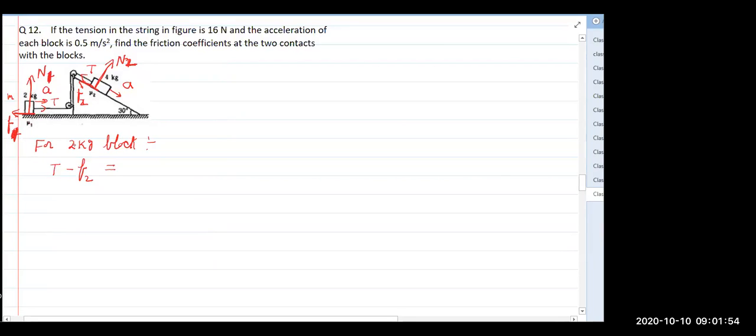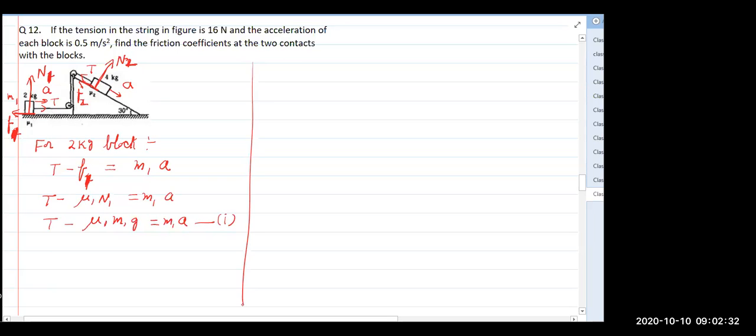So for the 2 kg block, we have to write tension minus friction, and then we have to write M1 into A. So this much we can write for this object. Tension minus friction equal to M1A. So how much is friction? Friction will be mu1 times N1. So T minus mu1 N1 equals M1A. How much is N1? That is M1G. So we can write like this. Okay, this is equation 1.